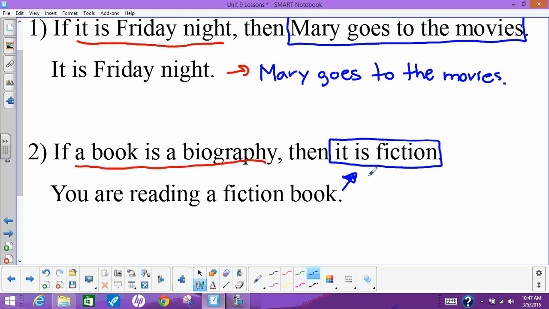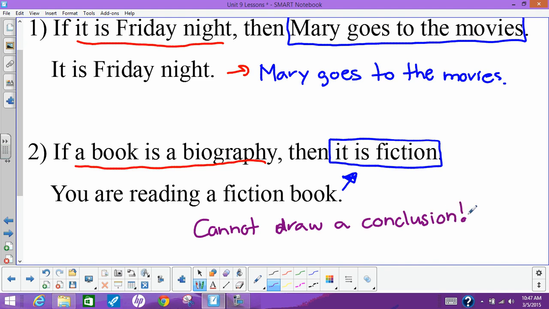A book is fiction. So since we're not given an example of the hypothesis, we don't know anything about this book being a biography, we can't make any conclusions. So in this example, we cannot draw a conclusion. So it's important, if you want to use the law of detachment, that your example is an example of the hypothesis.